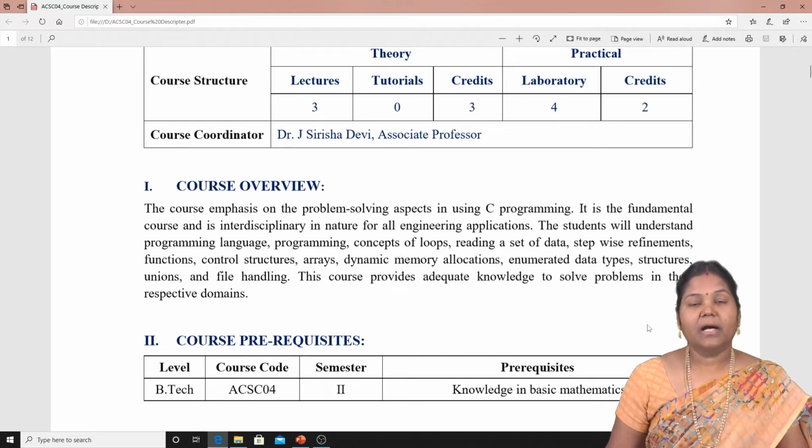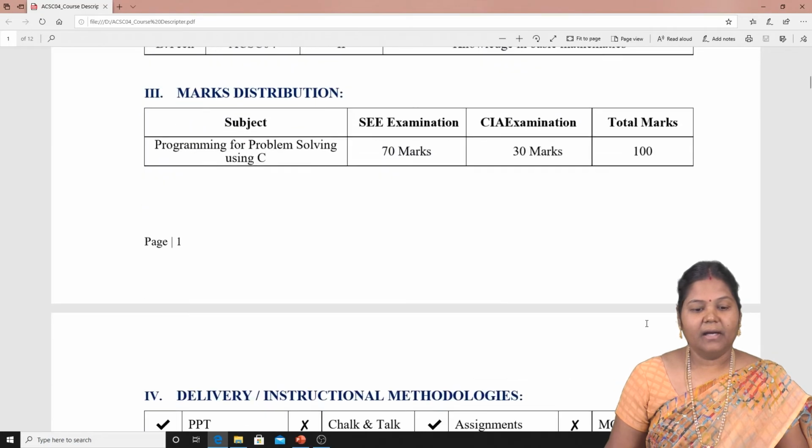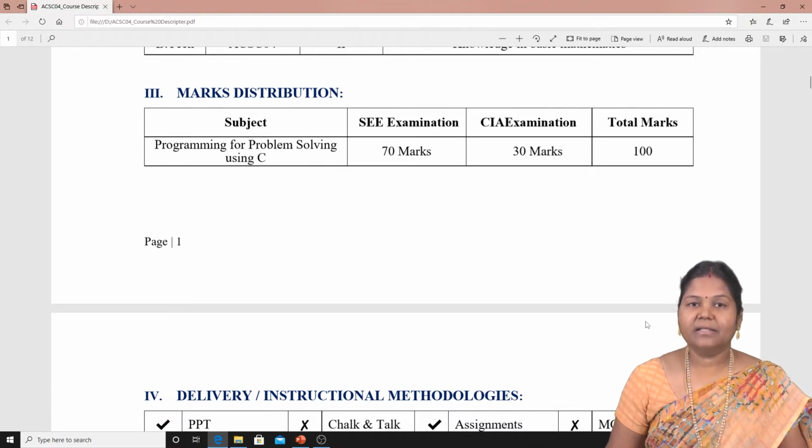And for understanding this course, what is the prerequisite? Prerequisite is students should have the knowledge of basic mathematics. And this course is evaluated using SE examination, semester end examinations, and the continuous internal assessments. So 70 marks is given for SE examinations and 30 marks is given for CIE examination. So this course is evaluated for 100 marks.